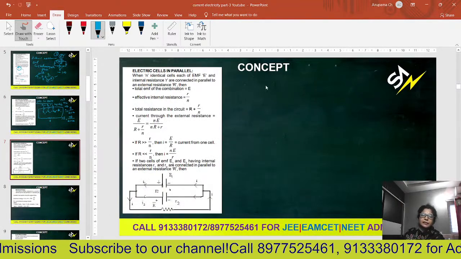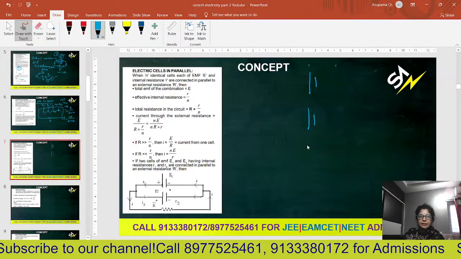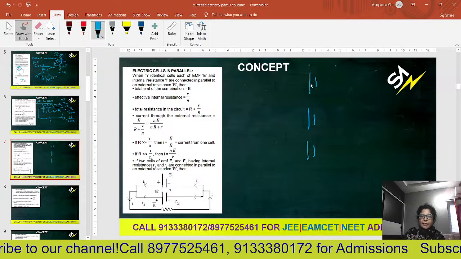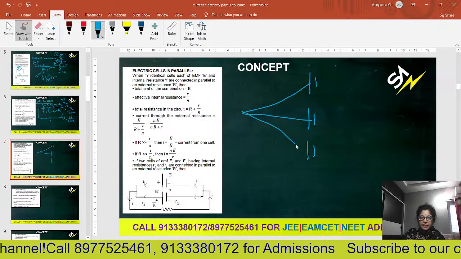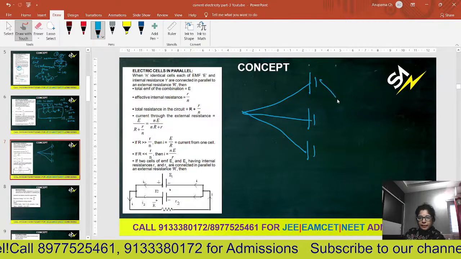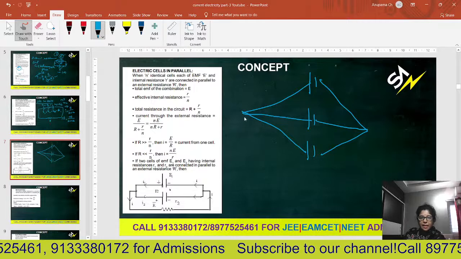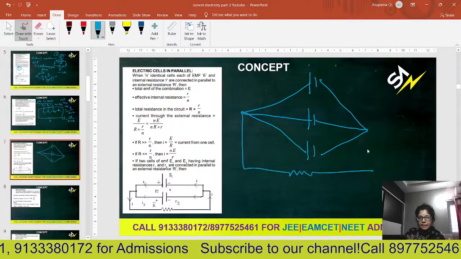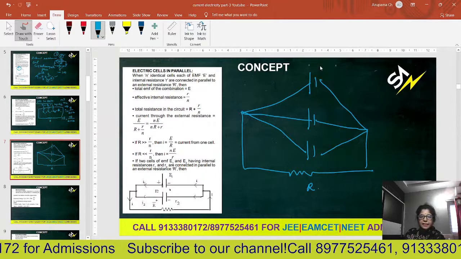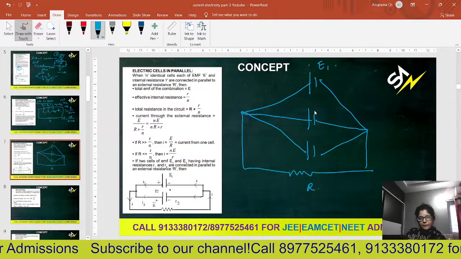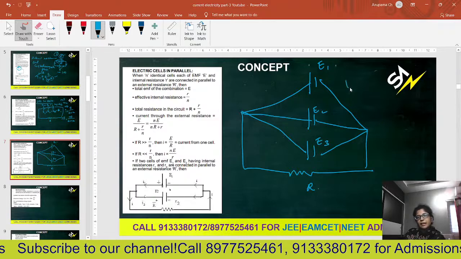When can you say that they are in parallel? See, this is parallel connection. All the positive terminals I am bringing to one side, and all the negative terminals of the battery I am bringing to another side, and then from the ends I am connecting it to a resistor. Anyways, let us take this as E1, E2, E3, and all the EMFs are equal to E.